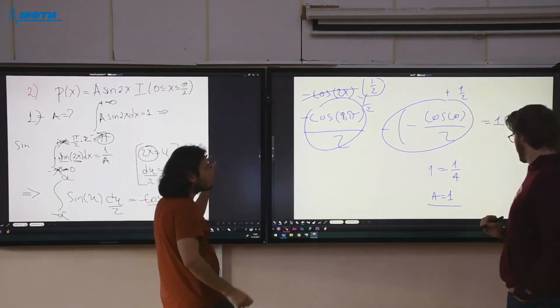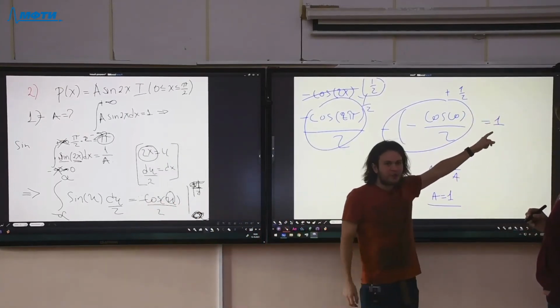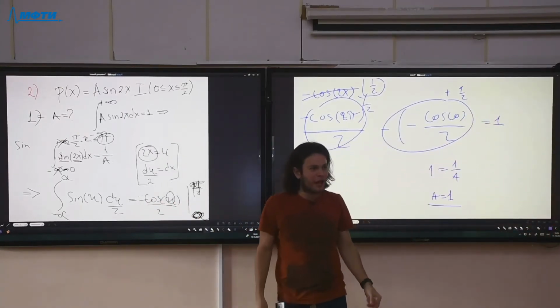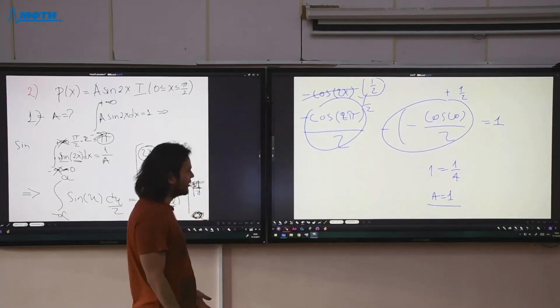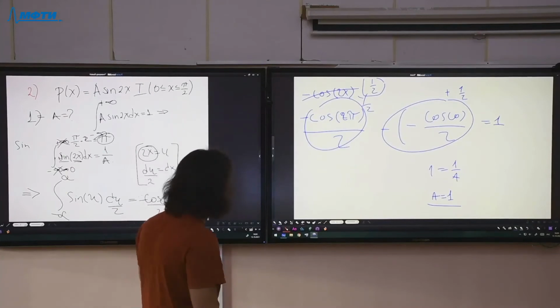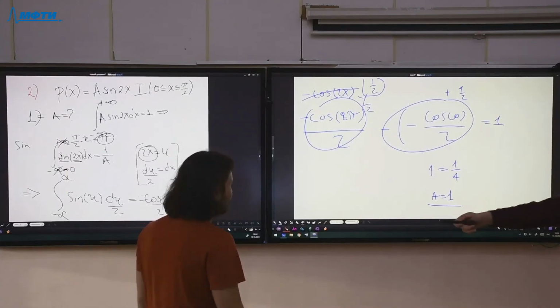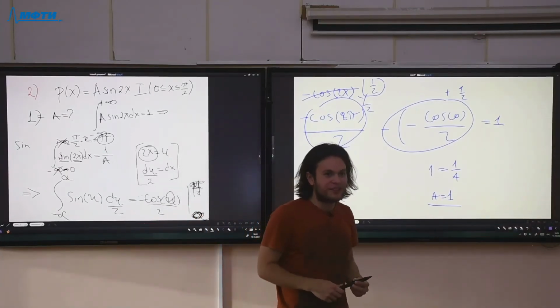So if you obtain 0 here, it means that something is wrong, for sure, because A cannot be 0. In that case, something is wrong, right? So A is 1. Good, great, thank you. So did you all understand everything? Okay.